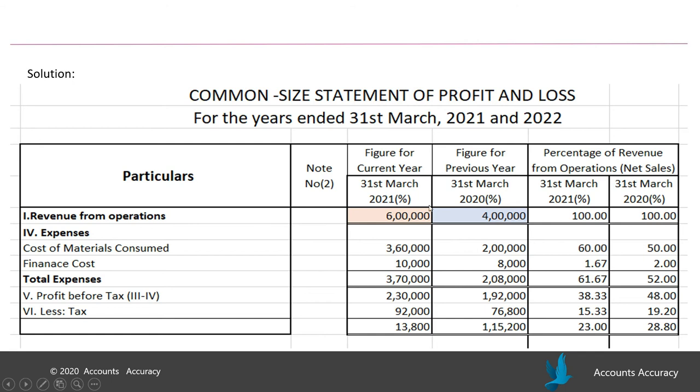Now revenue from operation is 6 lakh minus 3,70,000, you will get the profit before tax. Remember, from revenue from operations you will have to deduct the total of expenses in order to find out the profit, because you know that from total sales we deduct expenses in order to know about the profit. So 6 lakh minus 3,70,000, it's coming 2,30,000. In the same way, from 4 lakh, when you will deduct 2,08,000, you will get 1,92,000.